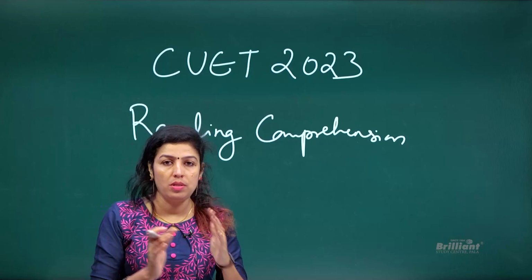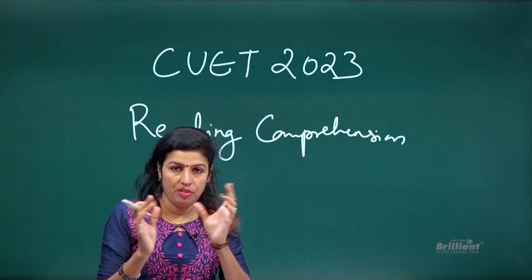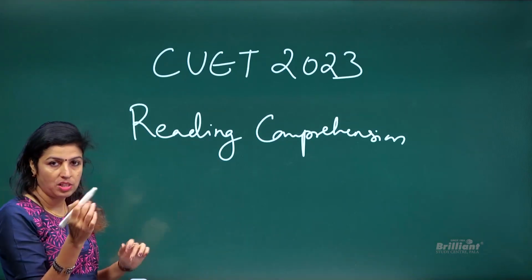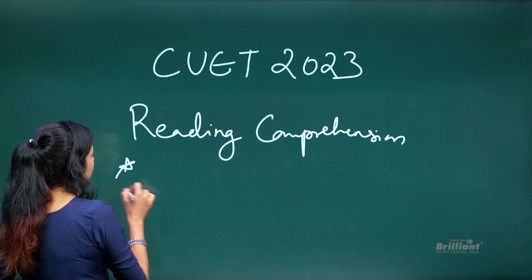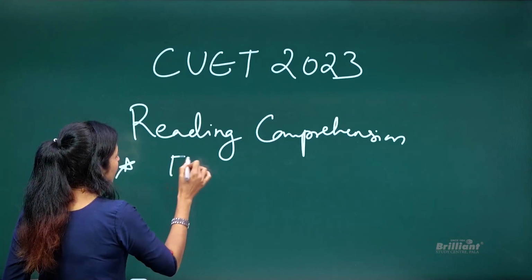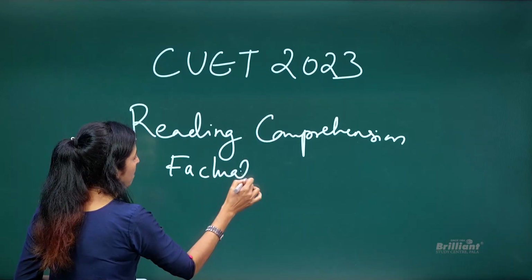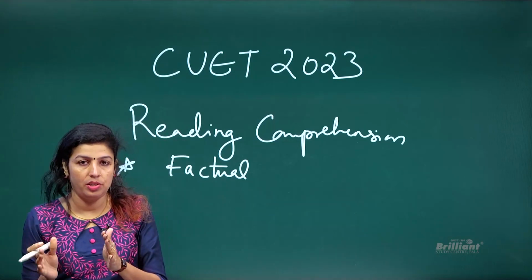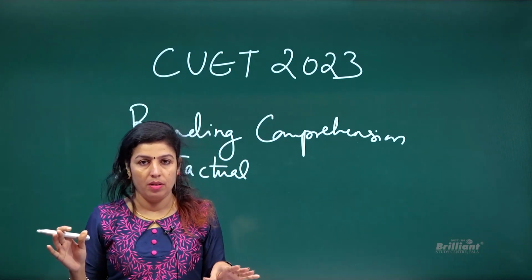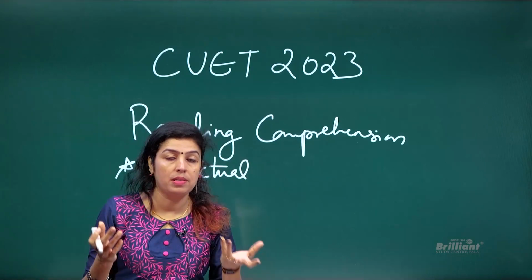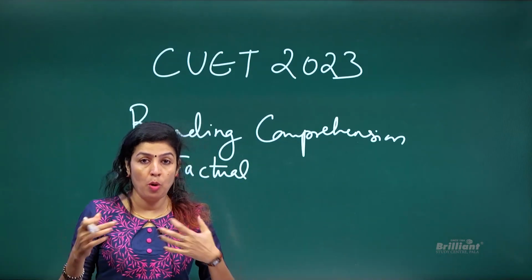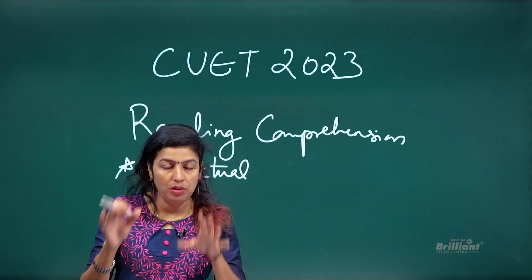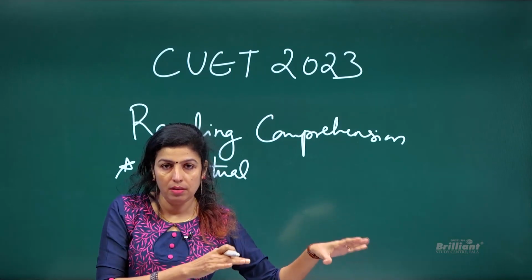There are different types of passages in reading comprehension. You have 3 types of passages which will be given to you, and the first type is the factual passage. A factual passage means you have a passage based on facts. For example, a passage about population in India, with statistics drawn on that.